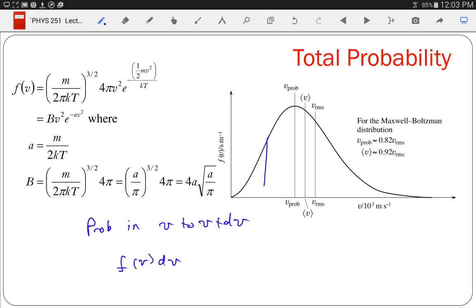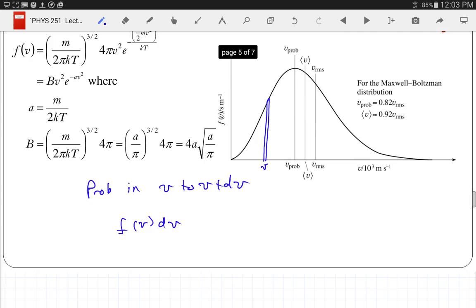So for instance, I could say, okay, here's my v, and the width of this will be dv. So I can find my probability of being between those two lines is f of v dv. How do I find the total probability? Integrate over the entire range. What's the range of speeds here? 0 to infinity. Well, we're taking the non-relativistic form, so we say 0 to infinity. If we were being relativistic, we would be more accurate.